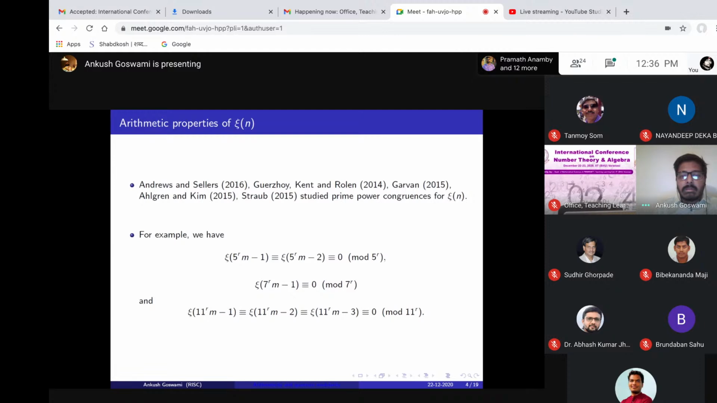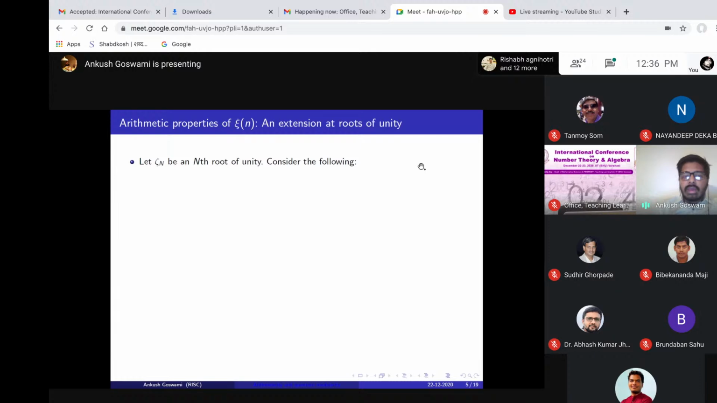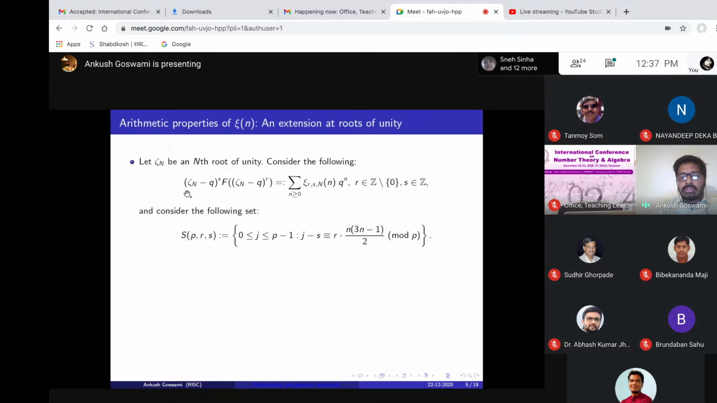So if you take ζ_N to be an Nth root of unity, and you consider this function, you see that this is (ζ_N − q)^s times f(ζ_N − q)^r. And if you write the q-series expansion of the left-hand side, then you get this coefficient, ξ_{r,s}(N; n). And this r is any non-zero integer and s is any integer. Then our interest is to study prime power congruences for this coefficient, ξ_{r,s}(N; n).